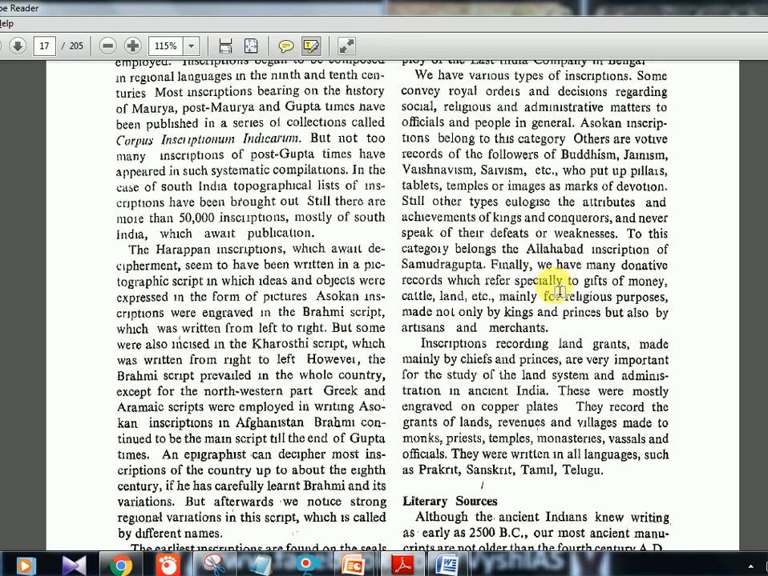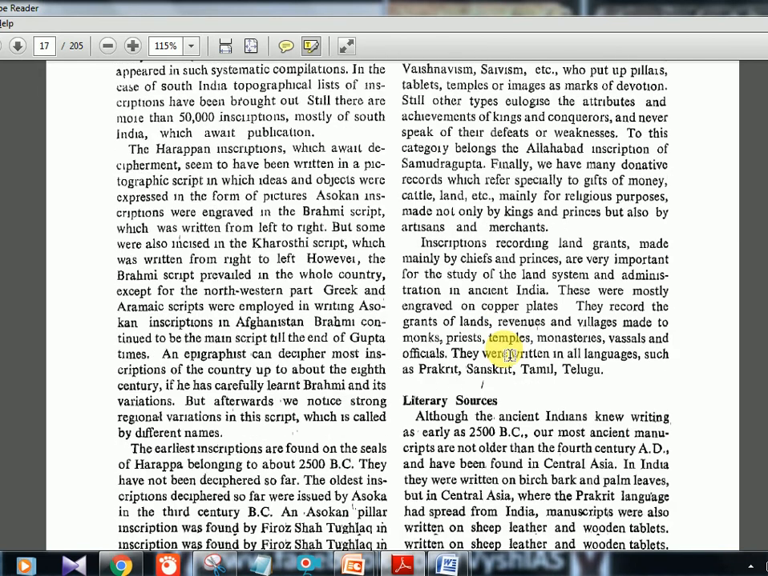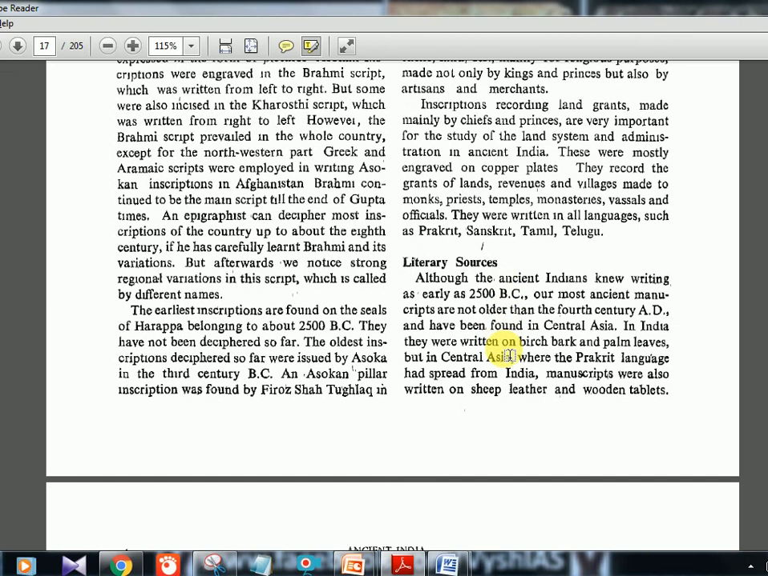Finally, we have many donative records, which refer especially to gifts of money and cattle. So many donations happened at that time, and that also is inscribed, because we have records of whoever gave donations. Grants of land, revenue, villages, that kind of writing will be there whenever a loan is given or temple-related things are written, and that is written in almost all languages: Prakrit, Sanskrit, Tamil, Telugu. These are all the older languages.